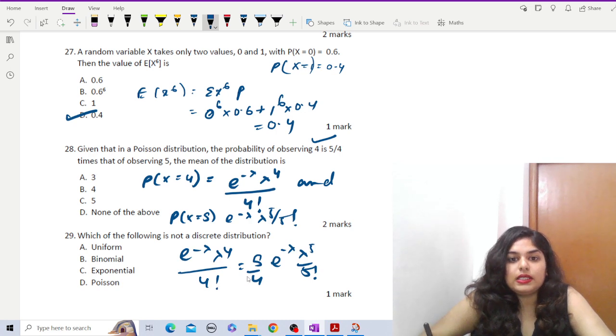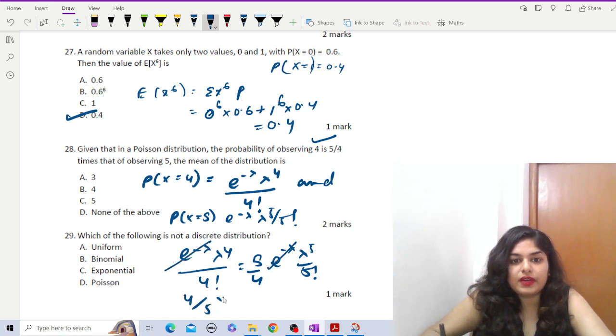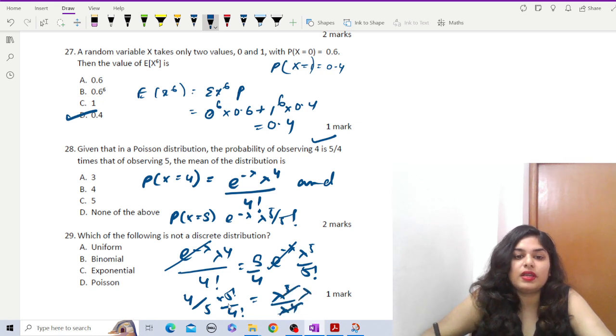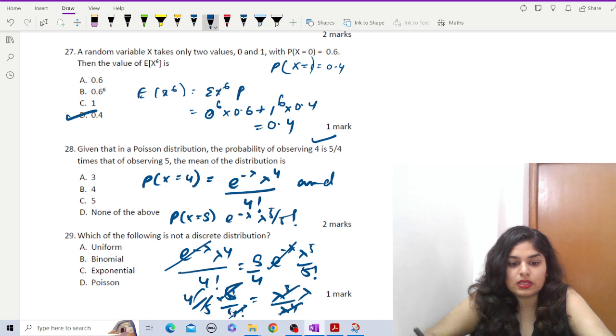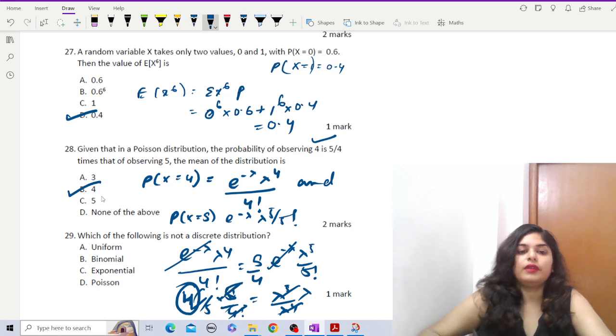So basically e to the power minus lambda gets cancelled. So it's 4 by 5 into 5 factorial by 4 factorial is equal to lambda to the power 5 by lambda to the power 4. So this is lambda. The 5 gets cancelled. Sorry, lambda is 4. So lambda is 4. Okay.